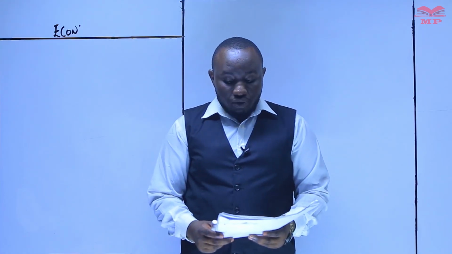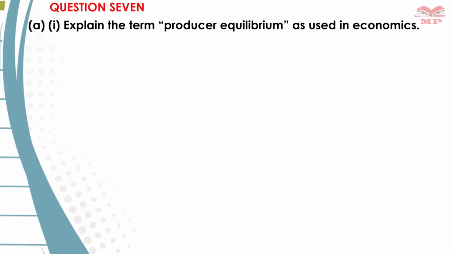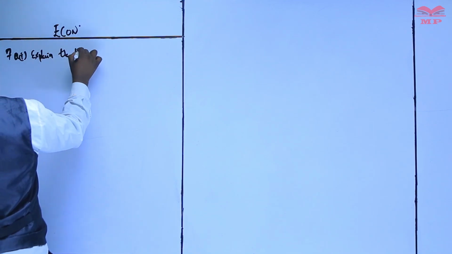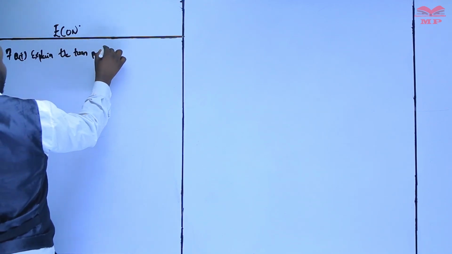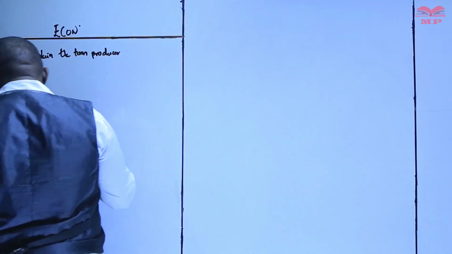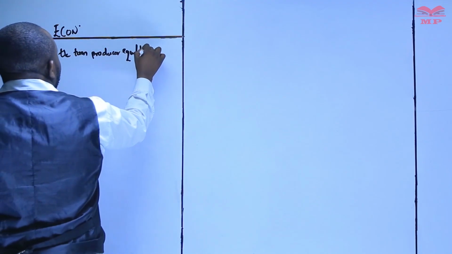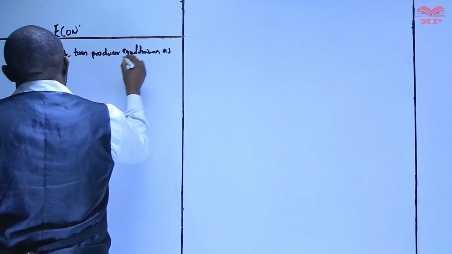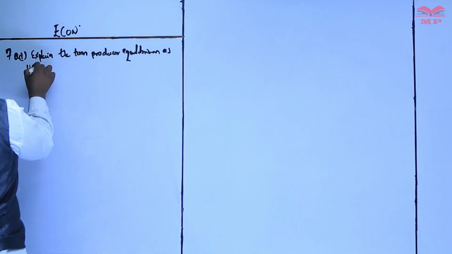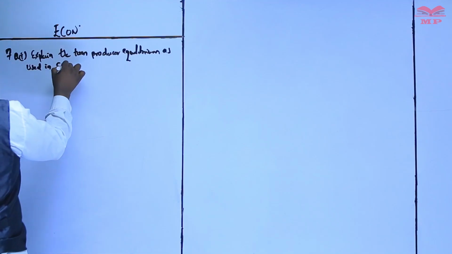The last question, question 1. Explain the term producer equilibrium as used in economics. Explain the term, that is 7 Roman A Roman 1.